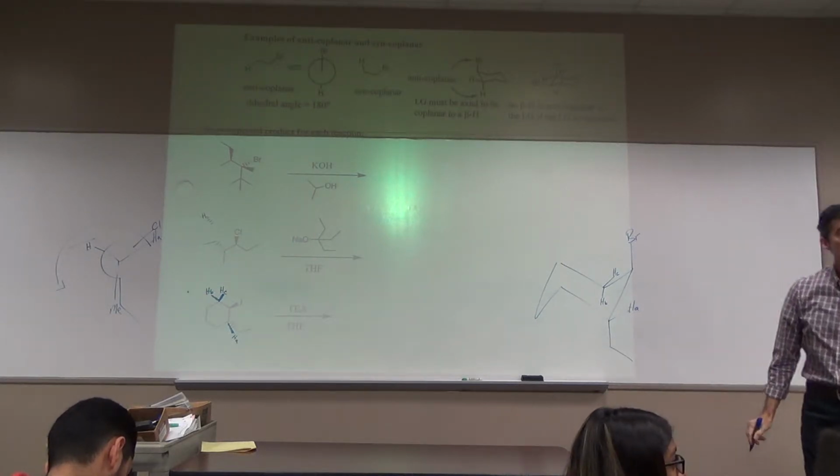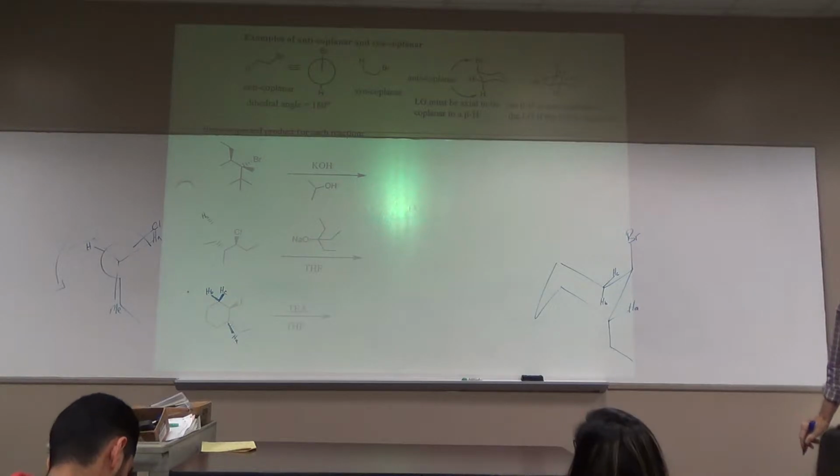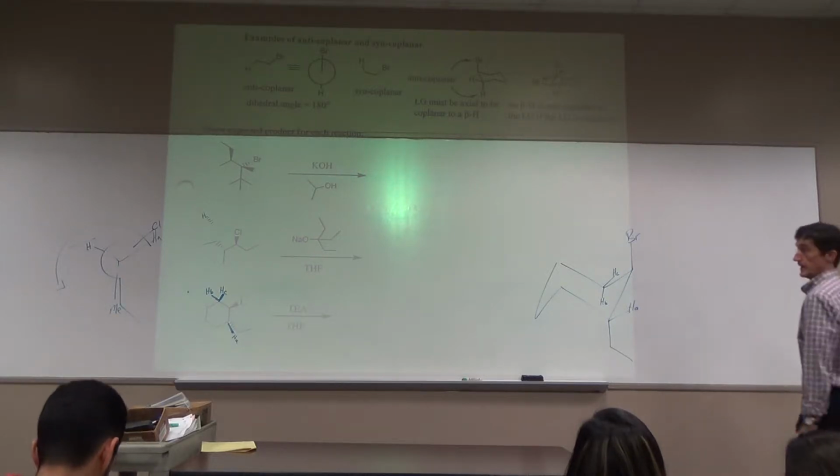So is that why you said earlier that when you have two hydrogens on the same carbon, you don't have to worry about the anticoplanar stuff? Because you automatically know that one of them will be anticoplanar? Yes, one will be. That's kind of why.